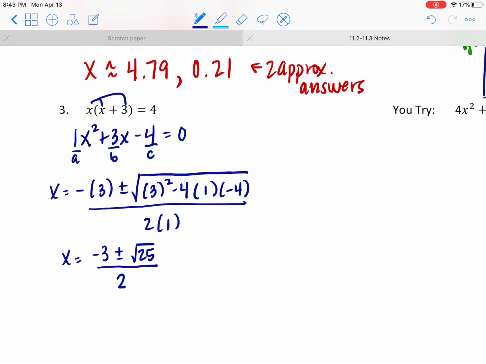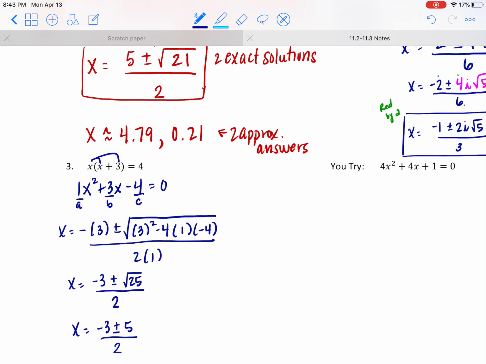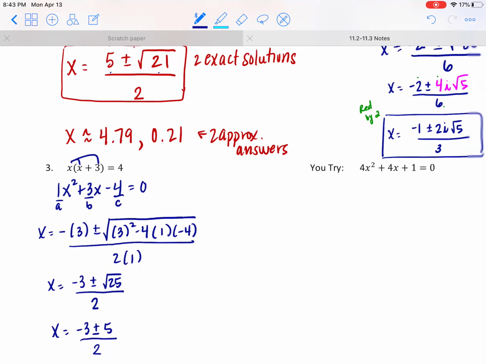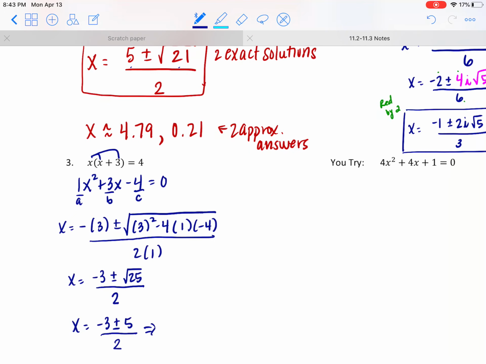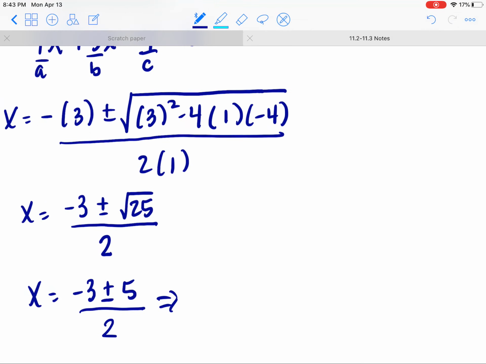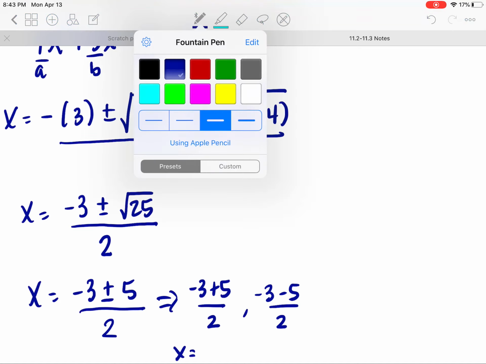Which means this can be simplified further because we know the square root of 25 is 5. So now we're looking at negative 3 plus or minus 5 over 2. Now the others we stopped once we simplified the radical, but that was because I couldn't combine a radical 21 and a 5 or a 2i radical 5 and a 1, but here I can continue, right? This is saying that negative 3 plus 5 divided by 2 is an answer, and negative 3 minus 5 divided by 2 is an answer.